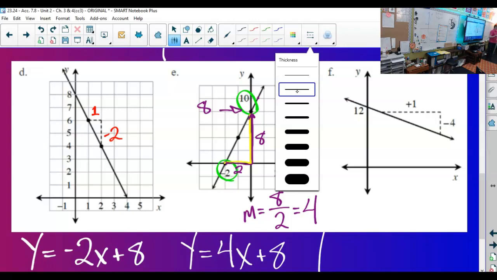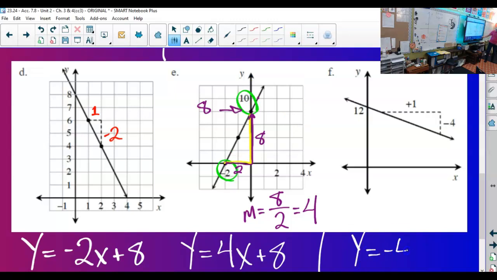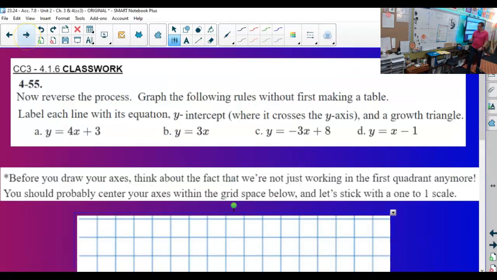All right, let's try this. Class answer for F, the equation for this line would be y equals negative 4x plus 12. Love it. Negative 4 because of the slope triangle shown to us here, of course attached with the x because it is the slope, plus 12 because that is the y-intercept. On the back.